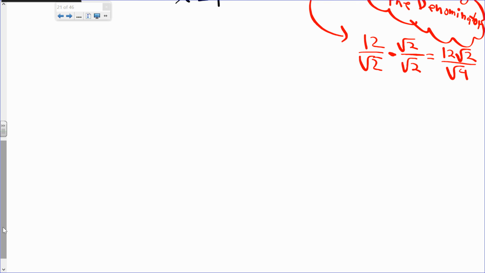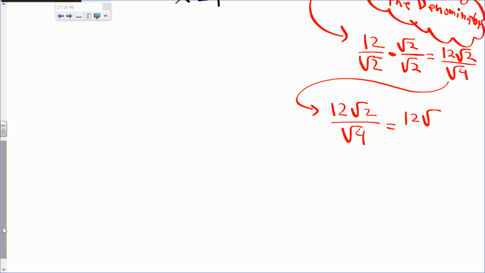Let's keep going. Let me bring it down here so I have some room. I have 12 rad 2 over the square root of 4. Is the square root of 4 rational or irrational? It's rational. So I can write my final answer: 12 rad 2, there's my numerator, over 2. I rationalized the denominator.